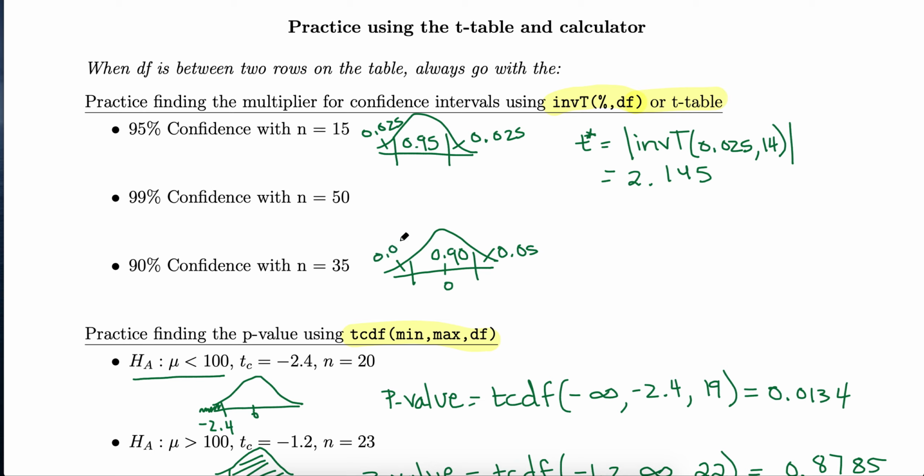So if I do inverse t of 0.05, it'll give me this negative t star. So t star is inverse t of 0.05, and I need to define it by my degrees of freedom, so 34 in this case, by n minus 1. Take the absolute value, and for 0.05 with 34 degrees of freedom, you should get 1.6909.